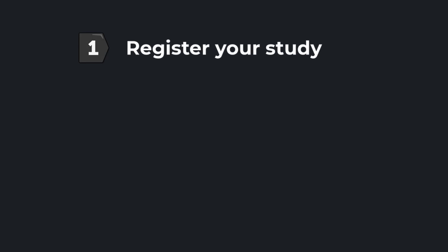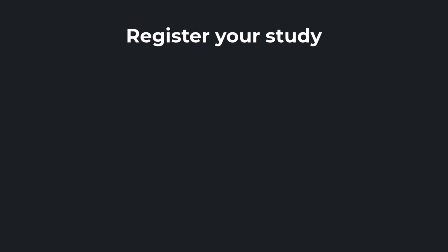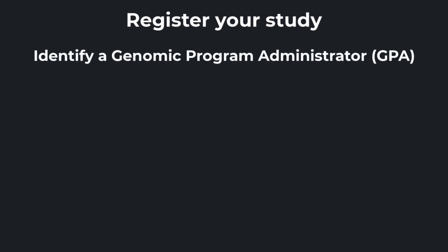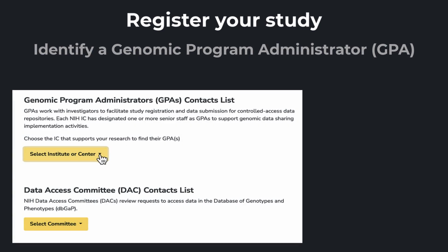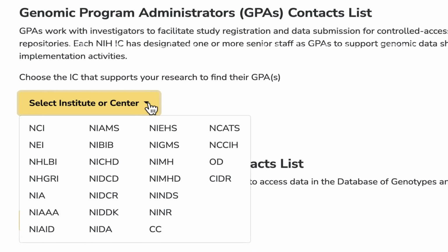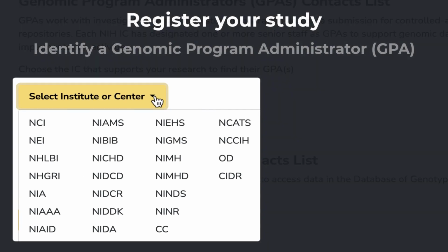Let's review the first step in the submission process, registering your study. The first step in registration is to identify a GPA, the Genomic Program Administrator, because investigators cannot directly register a study on their own. GPAs are designated by each NIH institute or center, also called an IC, and you can consult your program officer to identify the appropriate GPA.